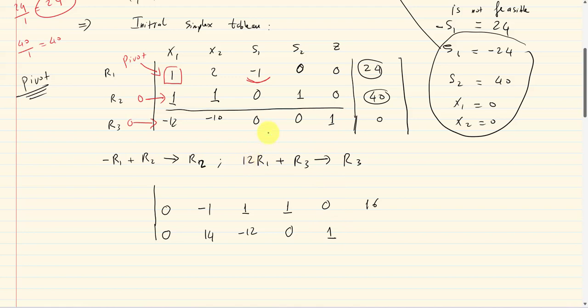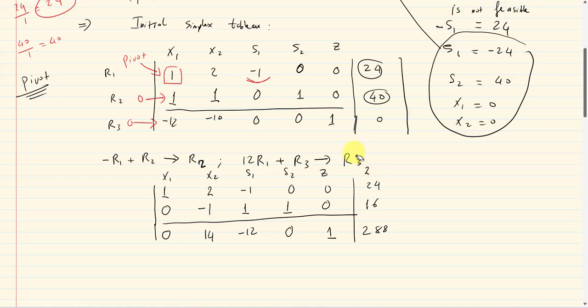And I have 12. 12 I multiply 24, right? 12 times row 1. 12 multiplied to 24 is 288. And 288 I add to 0 is 288. So now I'm able to change the 1 and -12 to 0 and 0. And then I keep the row with the pivot to be the same thing again. So I have 1, 2, -1, 0, 0, and we still have 24. Okay, and I still have x1 up here, x2, s1, s2, and the z, and then yeah, that's all.